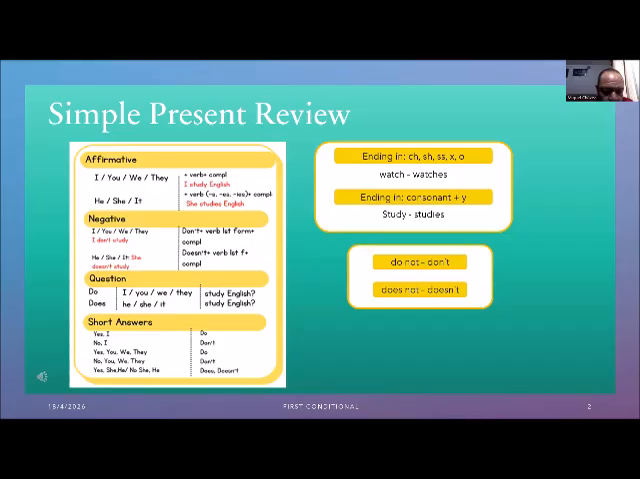For yes-no questions, we place do or does at the beginning of the sentence, followed by the subject and the base verb. Examples include, do you study English? Or does she study English? Short answers use the auxiliary: yes, I do, no, I don't, and so on. Overall, the simple present follows clear patterns. Add s or es to the third person singular in affirmative sentences. Use don't, doesn't for negatives, and begin questions with do, does. These structures allow us to talk about everyday actions, routines, and facts with clarity and precision.